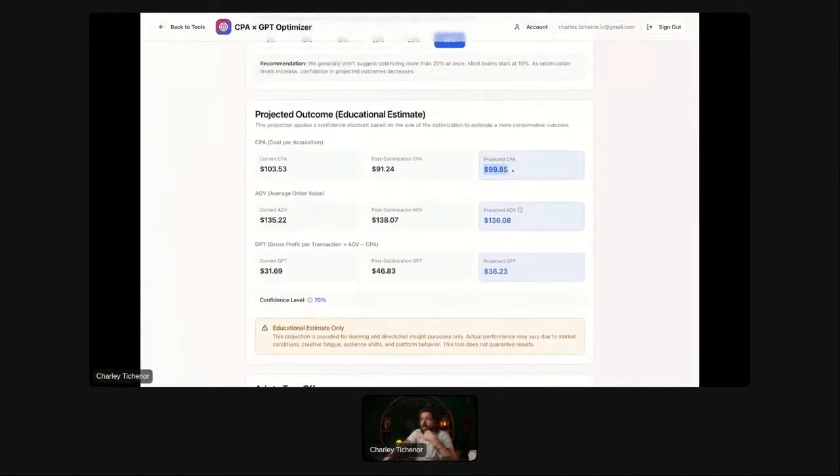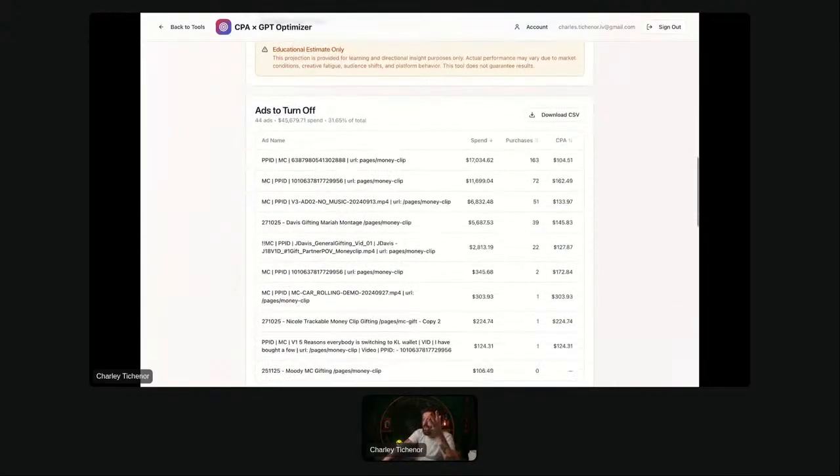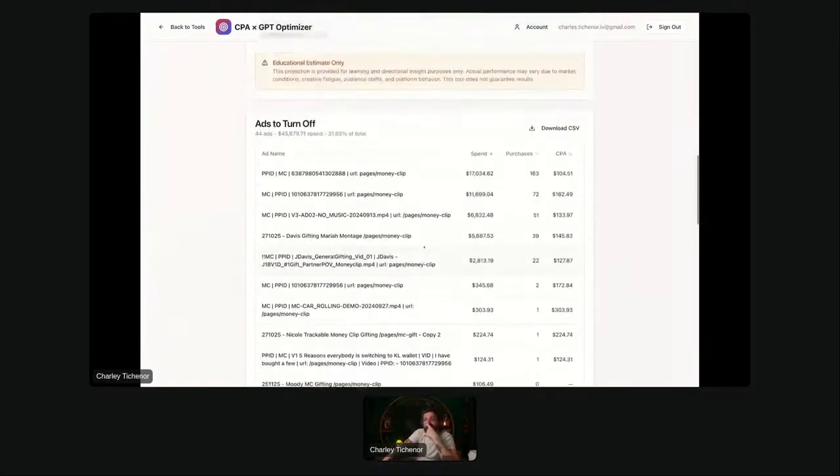better CPA. And we would expect our AOV to move a little bit. And our GPT might go up by $5. Now, that is not something to ignore. Also, our confidence is less. So I hope you're beginning to understand how this works. And it literally just tells you the name, so you can copy and paste. You can also download this CSV.